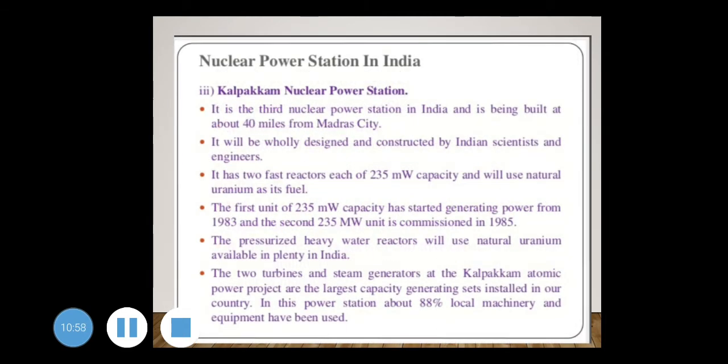Now the third one is Kalpakkam. Kalpakkam is placed 40 miles from Madras city. It is totally designed by Indian scientists and engineers. It has two reactors, each having 235 megawatts capacity, and uses natural uranium as fuel. The first unit started in 1983, and the second unit started in 1985, and these two units have an individual capacity of 235 megawatts.